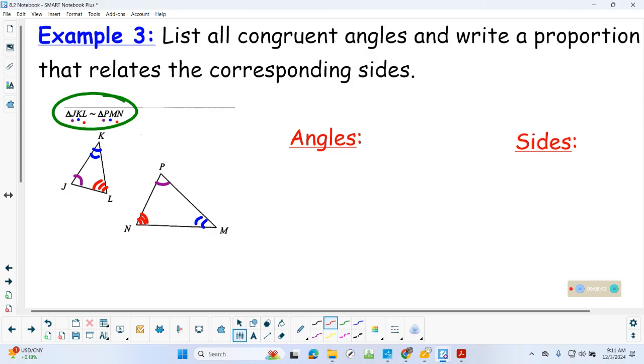So I'm gonna go ahead and list the angles over here. We've got them marked, let's just list them. I'm gonna do the single ones first. J is congruent to P.